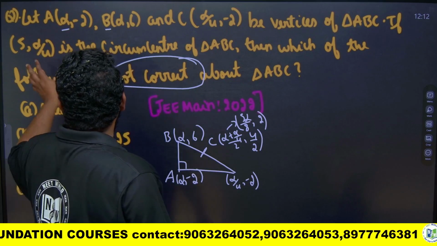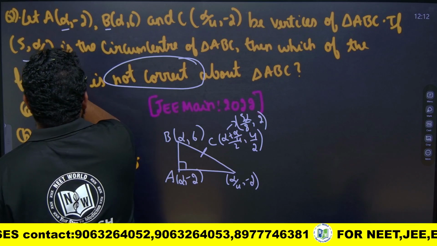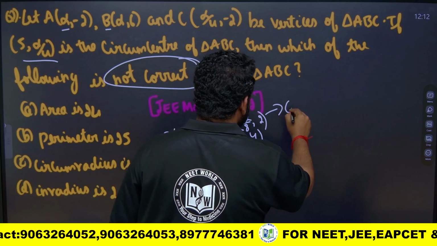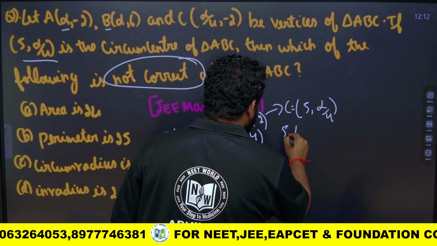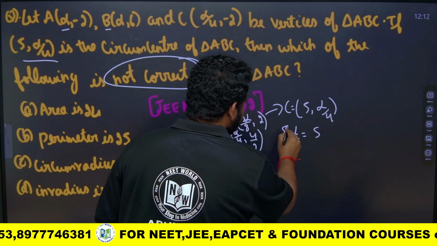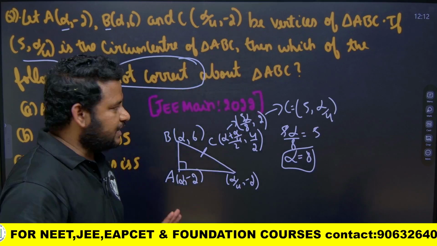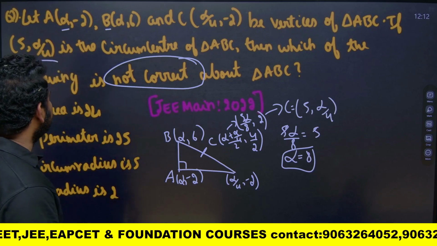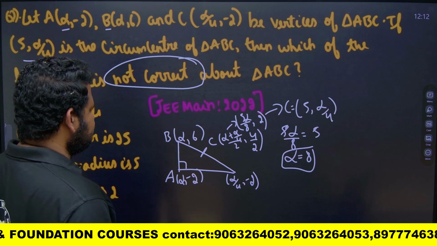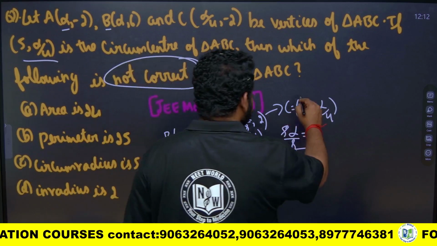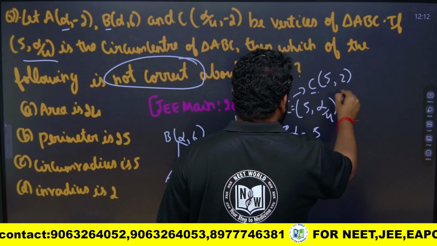Now they have already given the circumcenter as (5, alpha by 4). So I can equate it: 5 alpha by 8 is equal to 5. Okay, 5 cancels, so alpha will be equal to 8. I got alpha is equal to 8. Now when alpha is 8, the value of circumcenter will be (5, alpha by 4), that is (5, 2). This is the circumcenter, we got it.